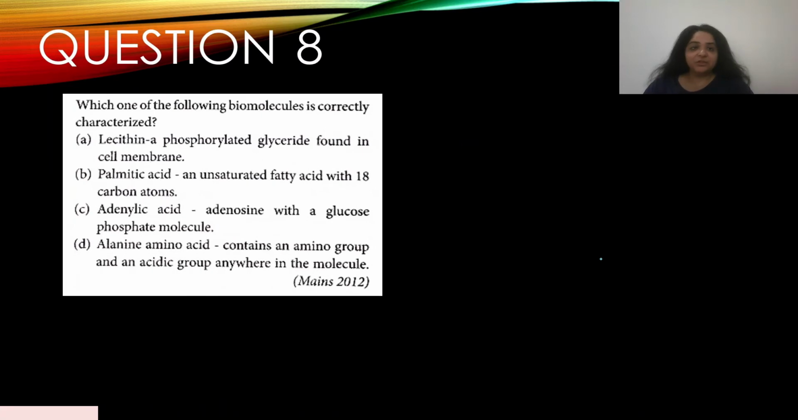Question number 8. Which one of the following biomolecules is correctly characterized? It appeared in Mains 2012. A. Lecithin, a phosphorylated glyceride found in cell membrane. B. Palmitic acid, an unsaturated fatty acid with 18 carbon atoms. C. Adenylate acid, adenosine with a glucose phosphate molecule. D. Alanine amino acid contains an amino group and an acidic group anywhere in the molecule. Okay, so yes, lecithin, a phosphorylated glyceride found in cell membrane. That is the right answer. Answer is A. Let's go to the discussion.